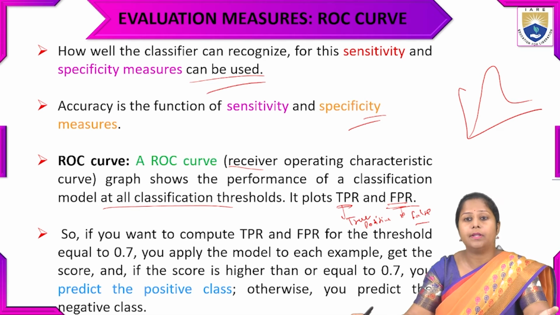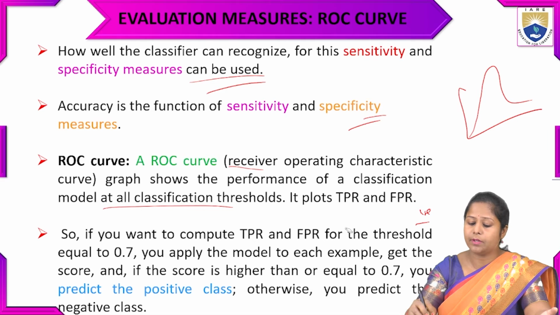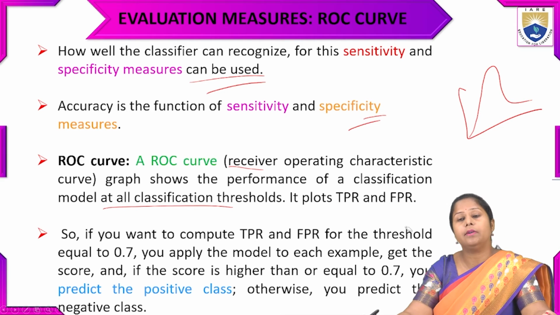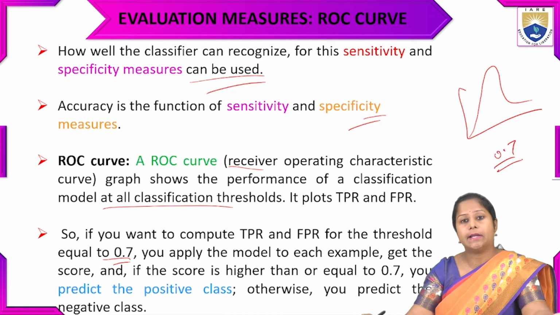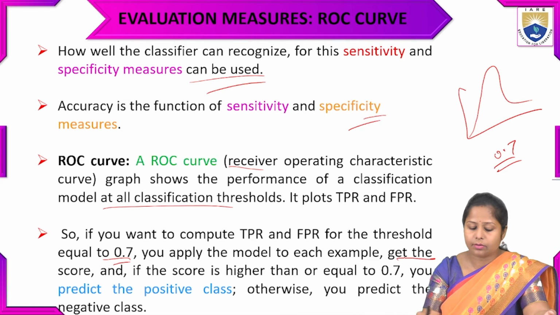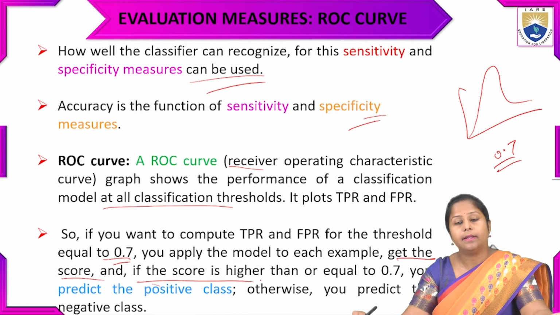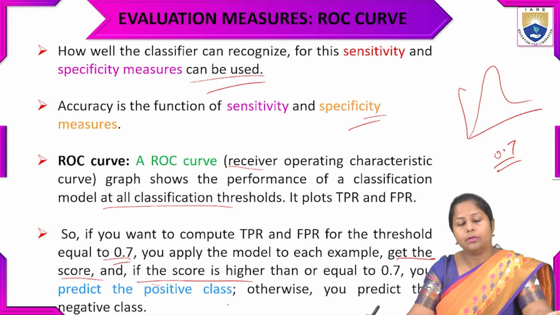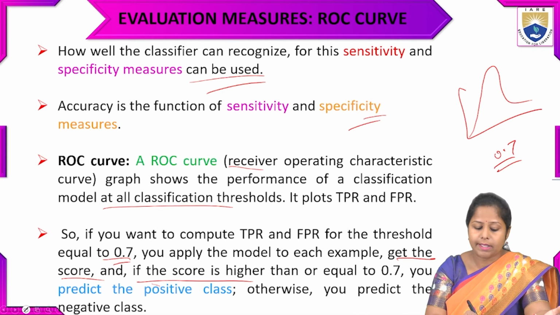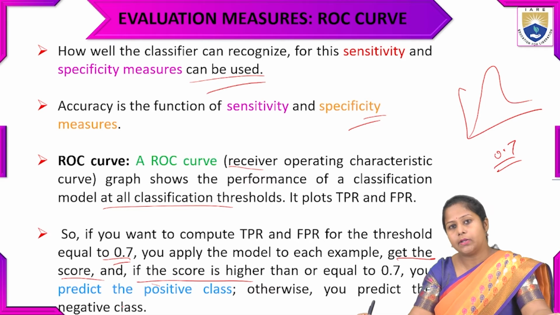If you want to compute the true positive and false positive rate for a threshold, we have to set the classifier threshold, for example, equal to 0.7. With the 0.7 value, you apply the model to each example. For each record, we apply the model to get the score, and if the score is higher than or equal to 0.7, you predict the positive class. Otherwise, the classifier predicts the negative class. That was the ROC curve.